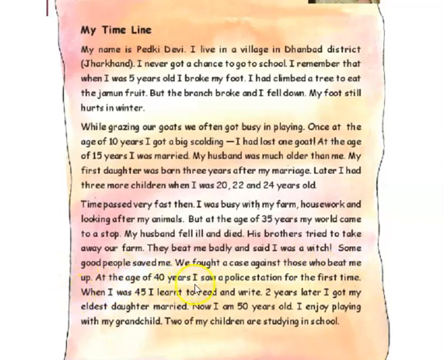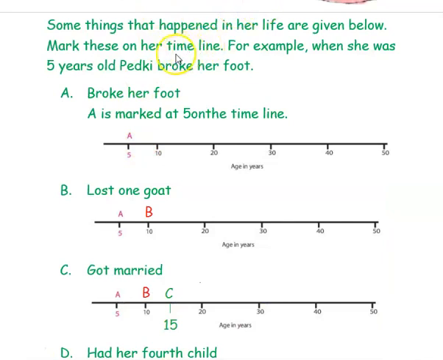At the age of 40 years, I saw a police station for the first time. When I was 45, I learned to read and write. 2 years later, I got my eldest daughter married. Now I am 50 years old. I enjoy playing with my grandchild. 2 of my children are studying in school. So this is the story of Pedki Devi.